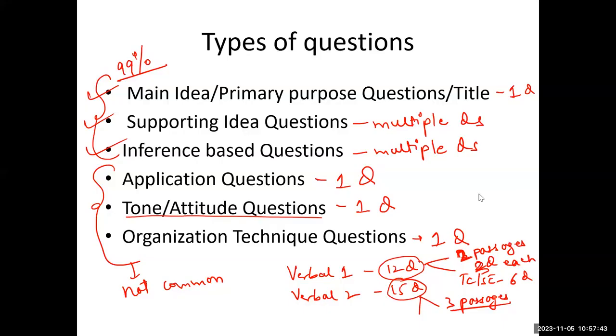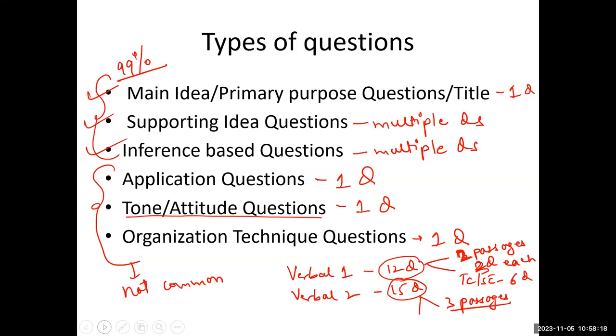So I was saying, this is the kind of questions you will see on your screen. You can see we need to focus on the first 3 question types, because these are the questions that you will generally see the majority of the times. The remaining 3 are not so frequent. So today we will discuss the first 2 question types: how to find out the main idea, and how to find out the answers for supporting idea questions. Let's see what we can cover.